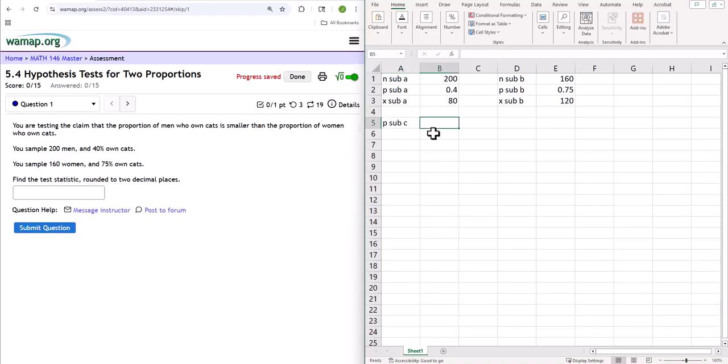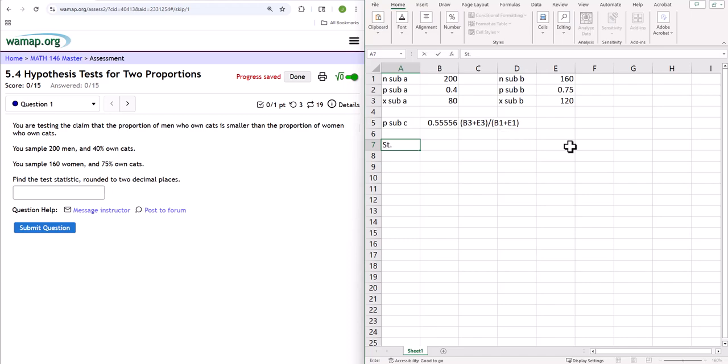So that's P sub C. And again, P sub C is the number of successes. So we add up the successes and divide by the total sample size, so N sub A and N sub B. And this is our pooled proportion. So if we put those together, that's the probability of success.